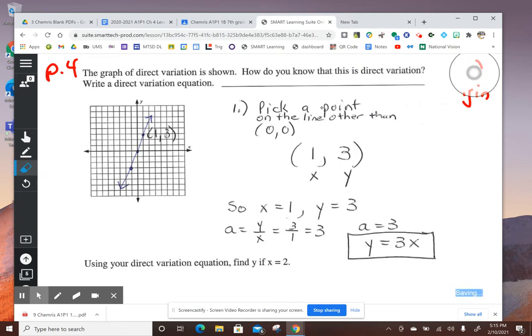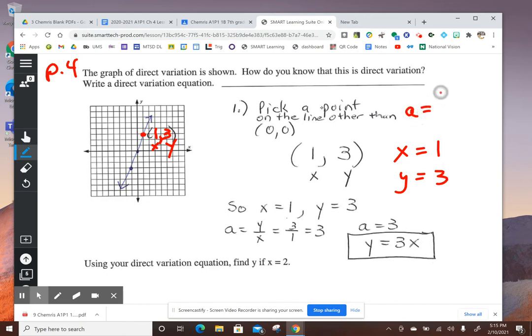Well, first, we pick a point on the line other than 0, 0. So notice this point's on the line and it's 1, 3. And this is the x and this is the y. So they're basically telling us x equals 1, y equals 3. So how do you find the direct variation equation when you know x is 1, y is 3? You say a equals y over x. So a equals 3 over 1, which is 3. And then you plug it into y equals ax. So our answer is y equals 3x.